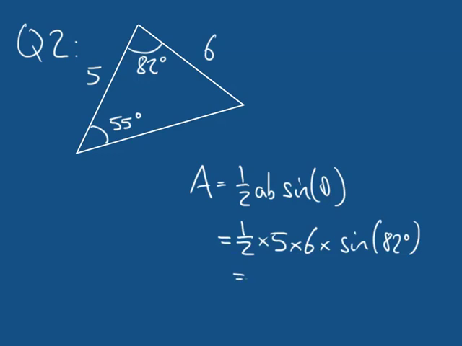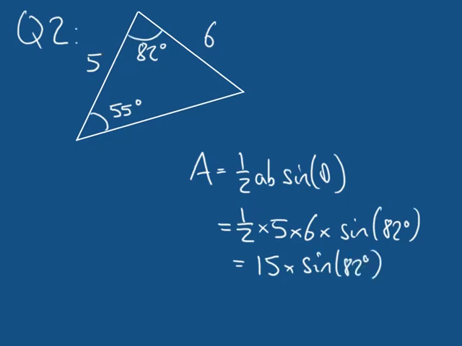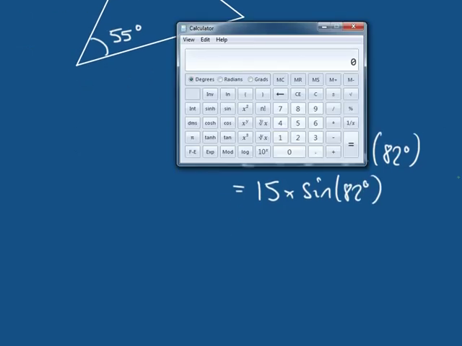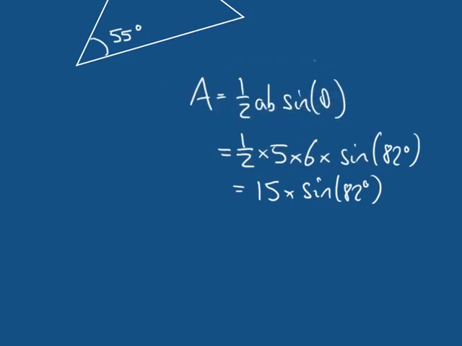Well, a half times 5 times 6 is a half of 30, which is 15, times the sine of 82 degrees, which means if we use a calculator to work this out, we take 15, multiply it by the sine of 82, which is 0.99, and that tells us that the area of this triangle is approximately 14.854. So our area is approximately 14.854.